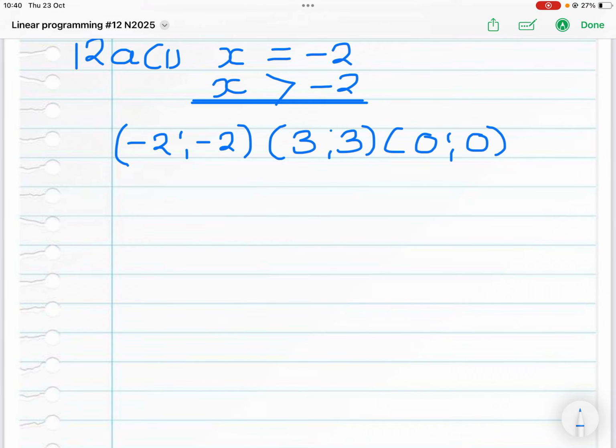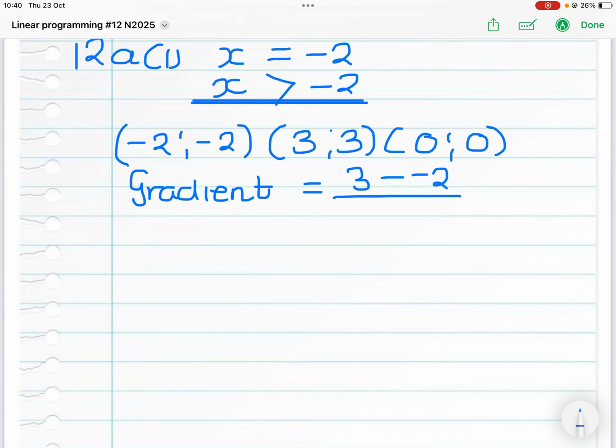So we just need to select any 2 coordinates and then we find the gradient. Gradient is change in y over change in x. So gradient is equal to change in y, we say 3 minus -2. Change in x, we say 3 minus -2. 3 minus -2, we get 5. 5 divided by 5, we get our gradient is 1, right? So that is the first procedure.